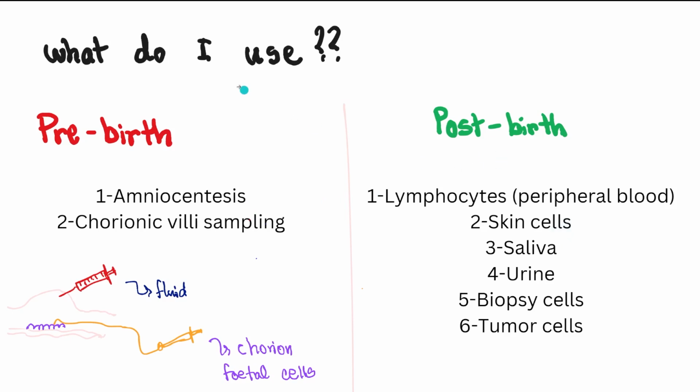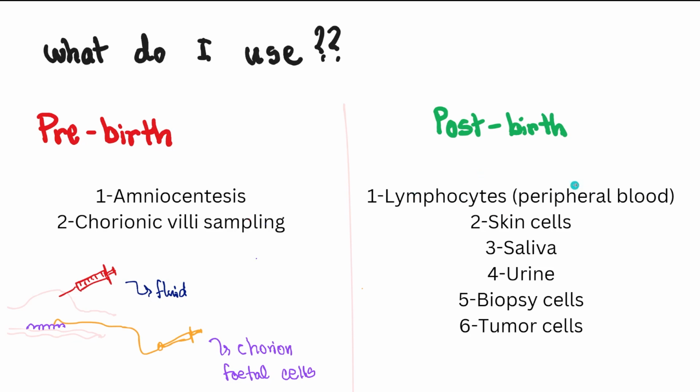First off, during pre-birth, for example if I want to do a genetic test on a baby, we take amniocentesis. So we take the fetus's amniotic fluid, or we take a sample from the chorion or the fetal cells, and we can use this for genetic testing. Now, in our case for Paul Ehrlich, we will just take his blood, for example his peripheral blood or lymphocytes, or we can take his skin cells. We can also take saliva, urine, biopsy cells, tumors. We can use all types of things to do a genetic test.